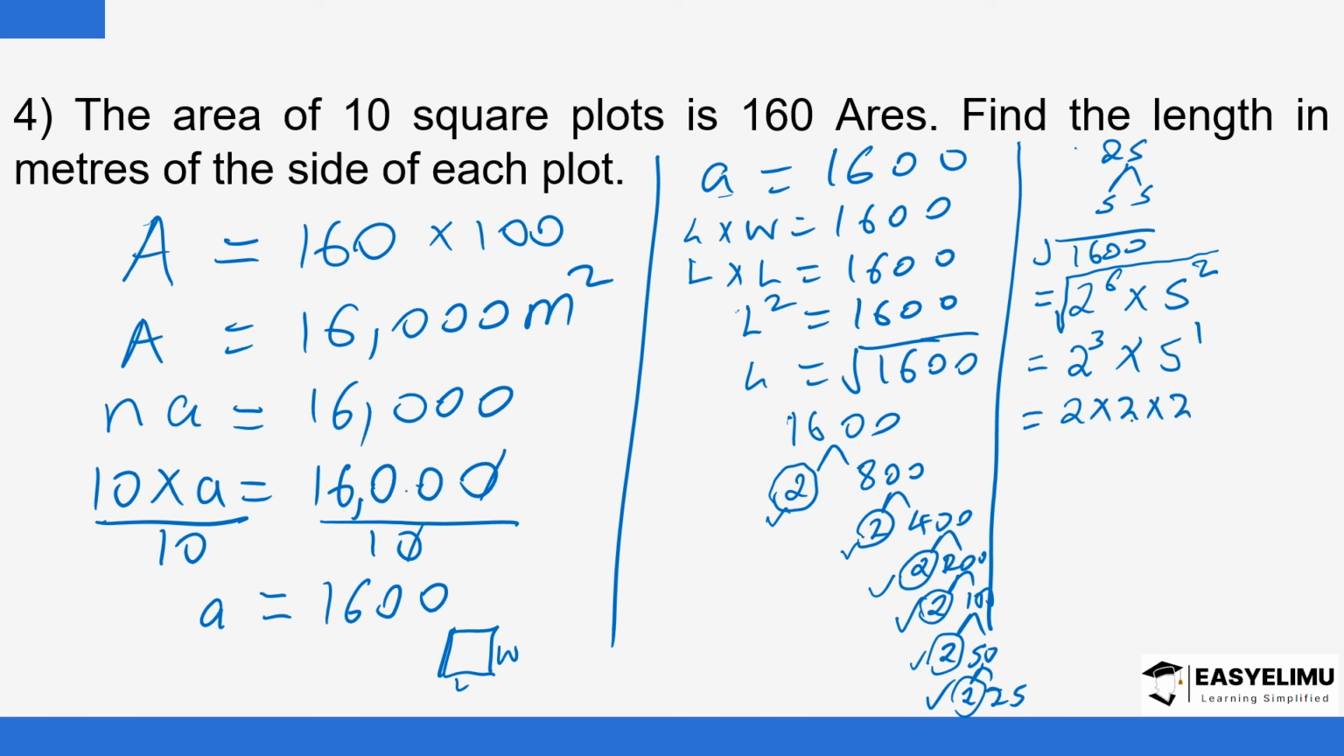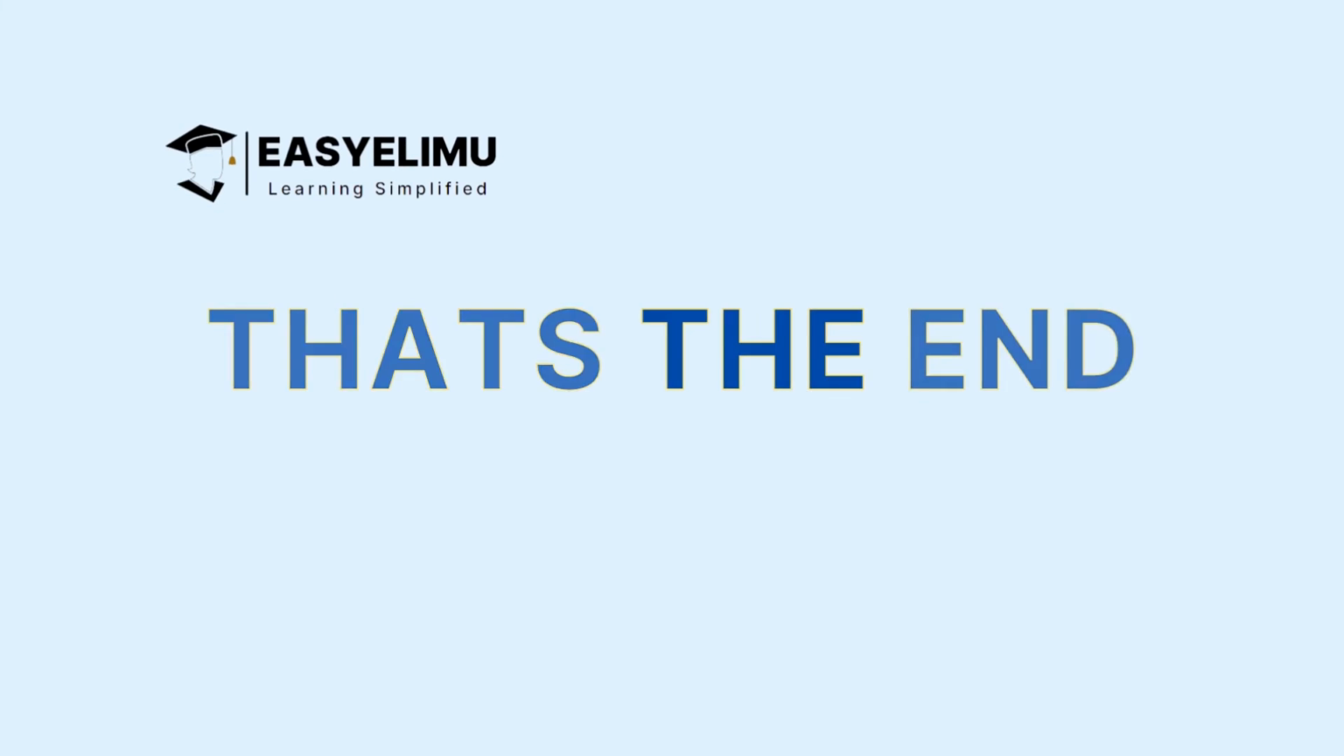So I'll try to break this down further so that I have 2 by 2 by 2, and then we have 5. So maybe I'll group them in groups of 2. So I multiply this and also multiply this. And what do I get? This is 4 and the other one is 10. So 2 by 2 is 4 and 2 by 5 is 10. So 4 here by 10 is 40. It means the L that you are trying to find is 40 what? 40 meters. Yes. So that is how you go about it. That is the length.